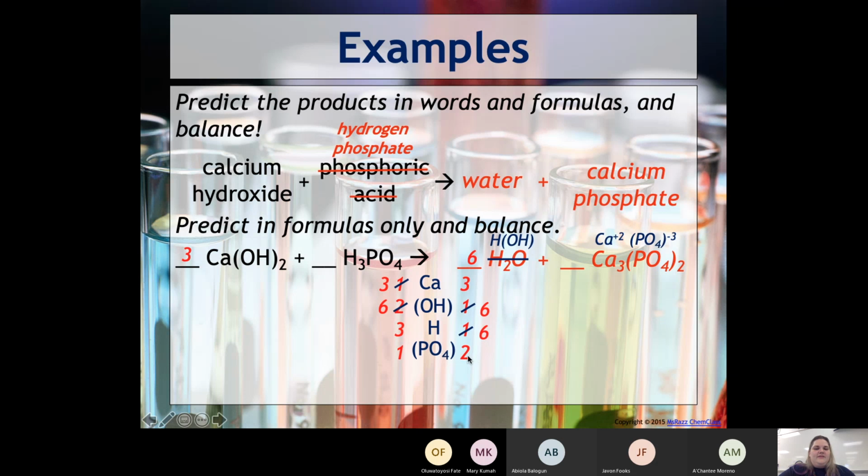But if I look on this side, I have 6 and 2. On this side, I have 3 and 1. So I need to double both of them on this side, on the reactant side. And since they're in the same formula, the hydrogen and phosphate, I can put a 2 in front of there, and it will double the hydrogen to 6, and it will double the phosphate to 2. And now everything is balanced. So my coefficients are 3, 2, 6, and then an imaginary 1. We just don't write it in.